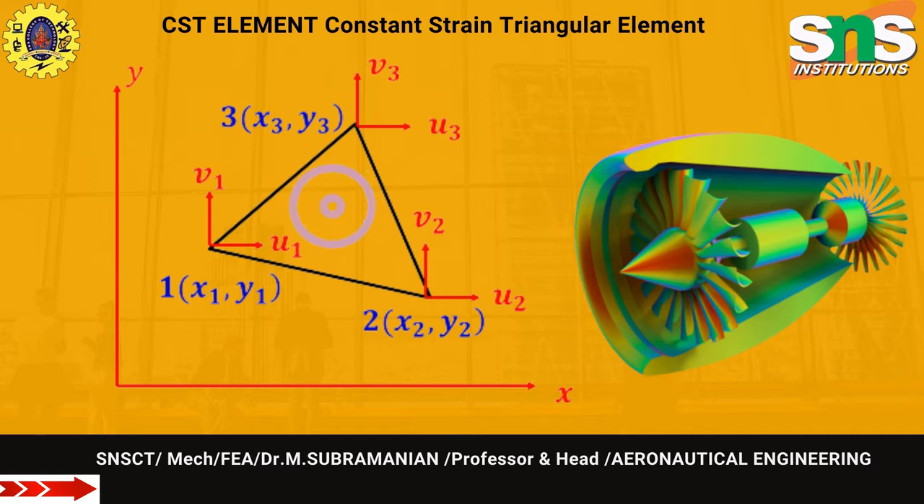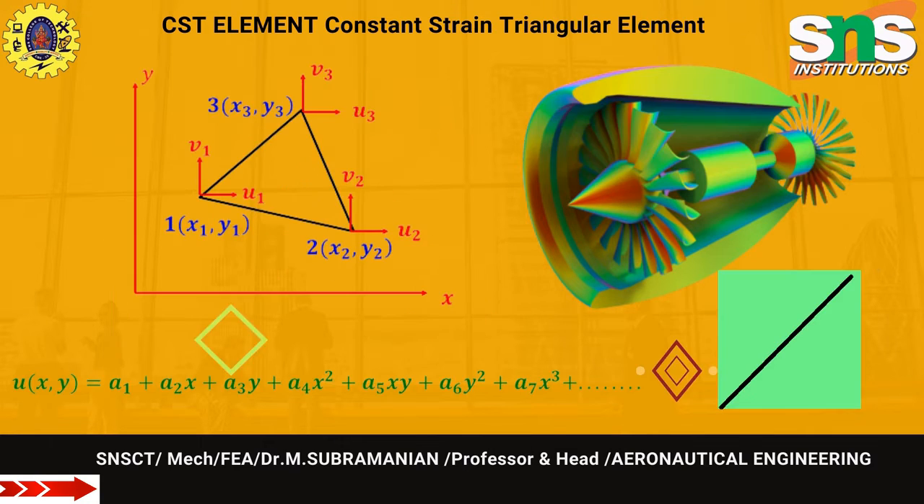Totally the system has 6 degrees of freedom, so the stiffness matrix size will be 6 cross 6, and throughout the triangle the strain is constant at any point. That is why it is called constant strain triangular element, CST. An element of triangular shape is easy to develop and can be used to model irregular boundaries. The three-node triangular element was one of the first elements extensively used for continuum stress analysis.